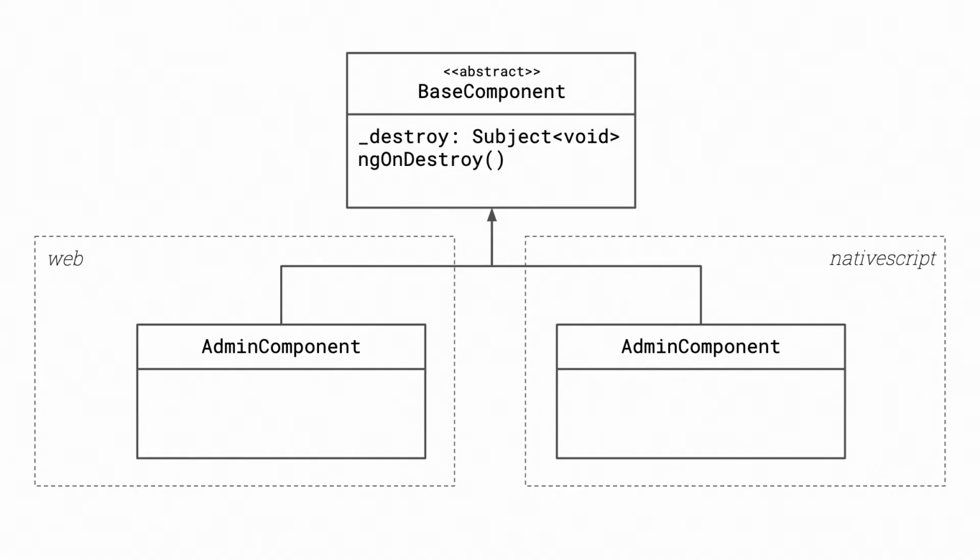And this is what we get as a result of that. Inside of our xplat directory, underneath the web directory, we're going to have an admin component. And then we're also going to have an admin component inside of NativeScript because we told it to target both of those platforms. And both of those components are going to extend a root base component that's an abstract class that takes care of some of the unsubscribing from RxJS observables for us.